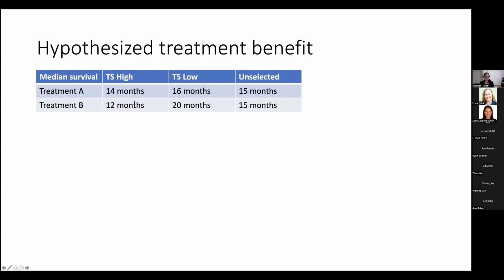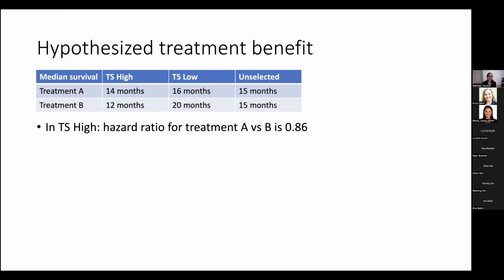When you have TS high and you're given treatment A instead of treatment B, treatment B has a worse median survival. So here actually, the treatment A is preferred in TS high and treatment B is preferred in TS low. That's not always the case. Sometimes you just know that in certain groups you would prefer one over the other, but you wouldn't necessarily have a preference in the other groups.